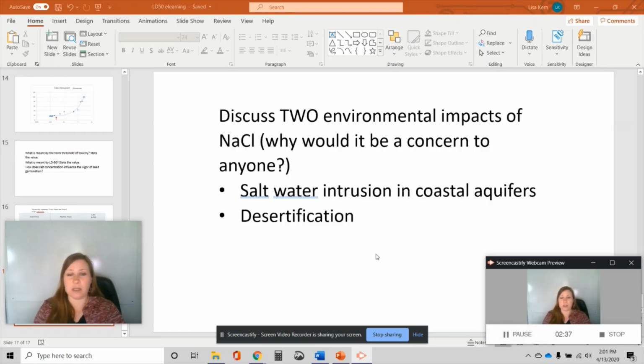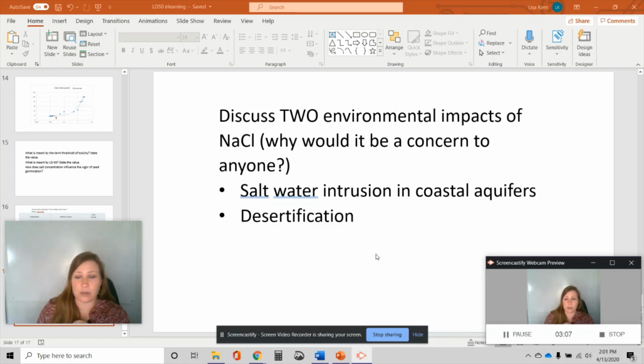So two environmental impacts of sodium chloride was the last question on your lab, and I thought I'd take a minute to discuss that. So obviously sodium chloride, the point we learned here is that even fairly low concentration, 1.5 or so percent of salt in water is going to be enough to stop seeds from germinating.